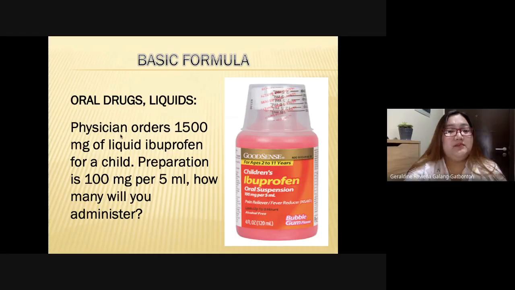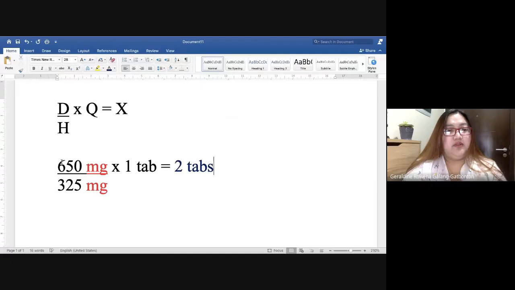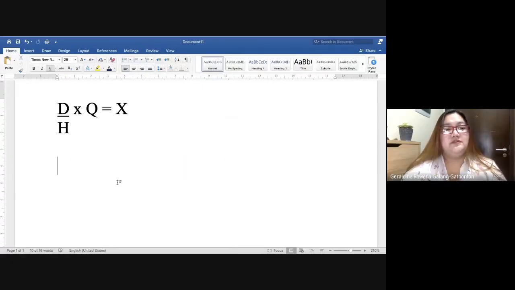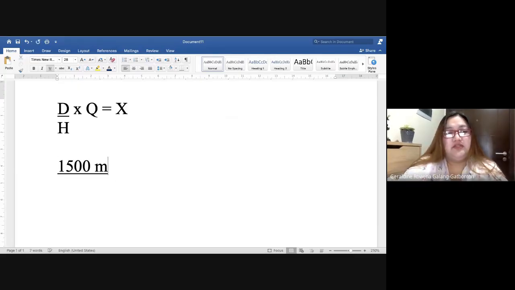So isinulat na mismo dito yung preparation, which means ito yung H, ito yung Q. Pag tinignan mo yung bottle, ganun din siya. 100 mg per 5 ml. So, ito yung H, ito yung Q. What is your D? 1,500 milligrams. Okay? So, if I will now use my math again, my D, desired dose is 1,500 mg.